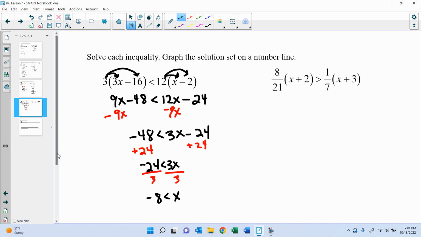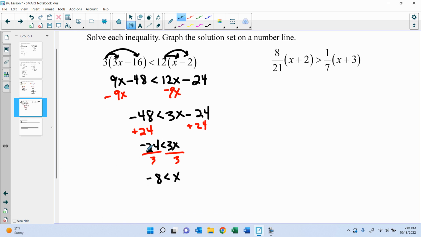Now again, we don't want the x on the right like that. So just turn the entire thing around, including the inequality, which has to flip. In other words, it's pointing towards the -8, so it still has to be pointing towards the -8. Okay, so when I flip it around.